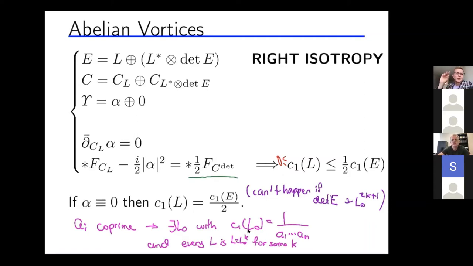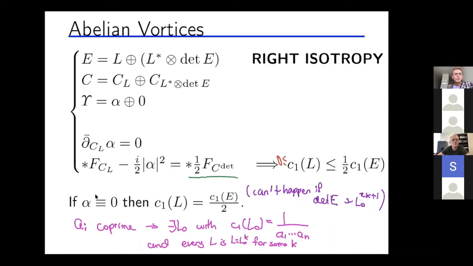And this one has the minimal non-trivial Chern class, which is one over the product of the multiplicities. The replacement for being of odd degree in this case, which is by the way the most interesting one for the applications I want to tell you about a bit later, is just saying that you're choosing the determinant of E to be an odd power of this fundamental orbifold line bundle. That's the orbifold version of the odd degree condition in the smooth case. Okay, so there's a way to prevent solutions where alpha vanishes identically.